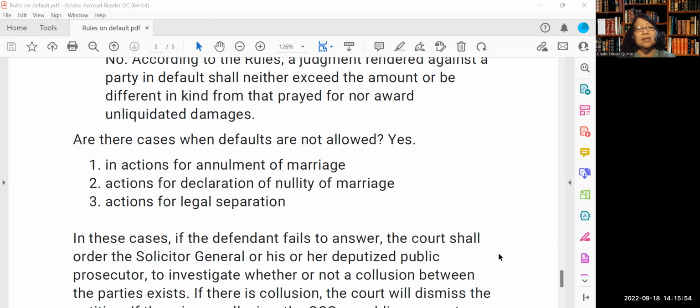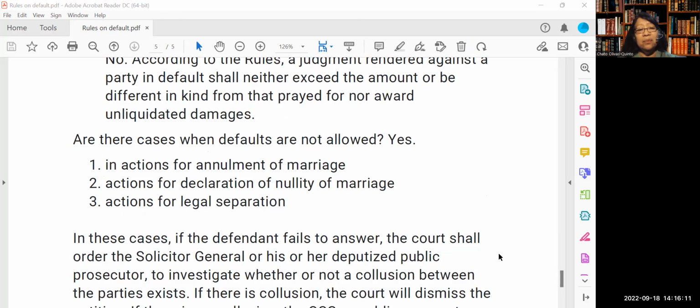Are there cases when defaults are not allowed? Yes. And these are cases involving marriage. So number one, actions for annulment of marriage. Number two, actions for declaration of nullity of marriage. And number three, actions for legal separation.